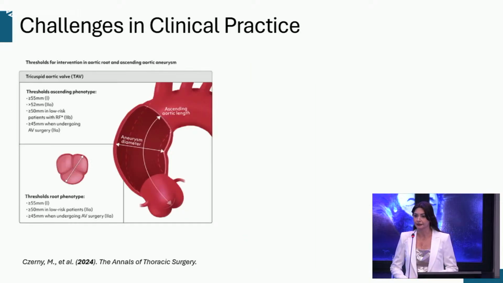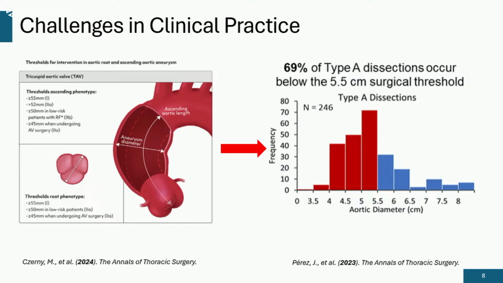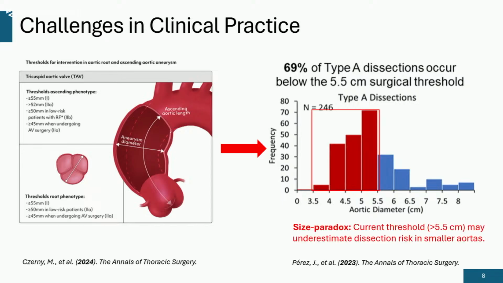The current guideline that clinicians, especially surgeons, use to prevent the risk of type A dissection is to operate on all patients above 5.5 centimeters. But new papers appear, and they show that most type A dissections occur at lower diameters, below 5.5. So size is here a paradox, and if we continue to operate on patients above the threshold, we might underestimate a huge number that might dissect at lower diameters.